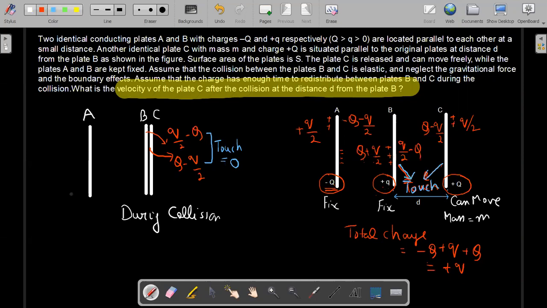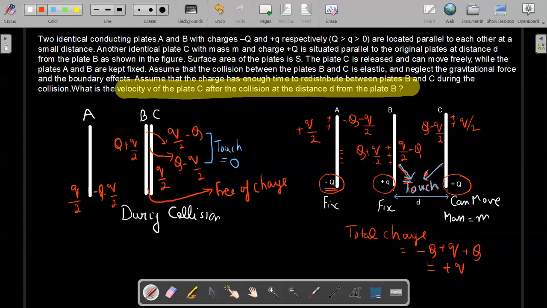On plate A, Q by 2 on the left side, and minus of capital Q minus Q by 2 on the right side. Whereas to the left side of plate B, you will have capital Q plus Q by 2, and to the right side of the plate C, you will have Q by 2. Remember, the space between B and C will now be free of charge. There will be no charge between plate B and plate C.